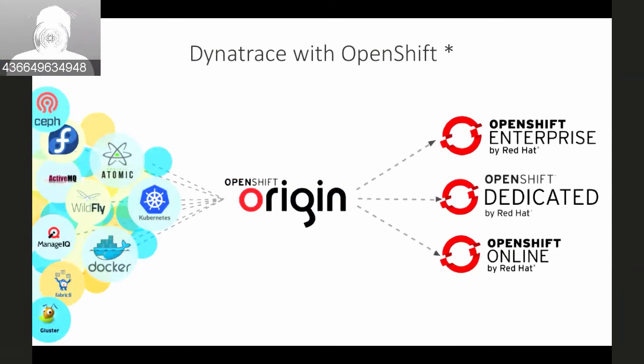So what this gives you is that you can use Dynatrace with OpenShift on any OpenShift platform and for any OpenShift offering, whether that's OpenShift Origin or OpenShift Container Platform, as it's called now, OpenShift Dedicated, or OpenShift Online.